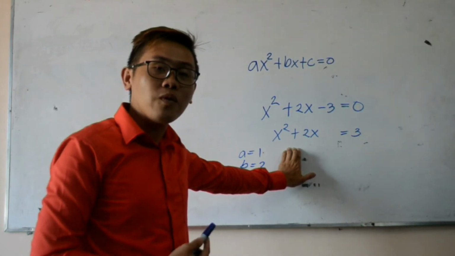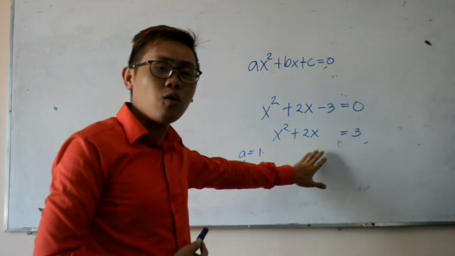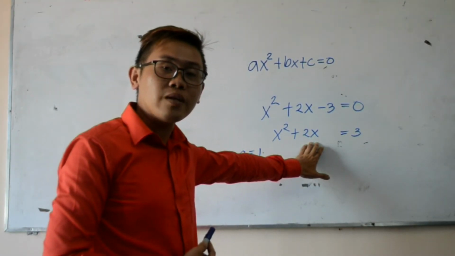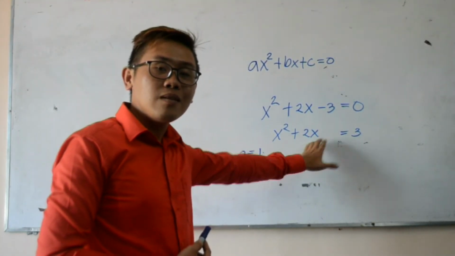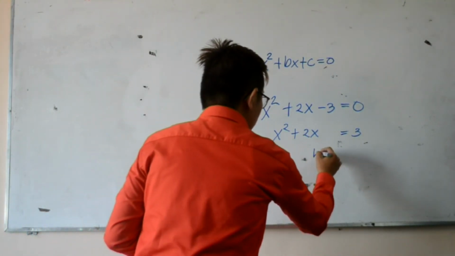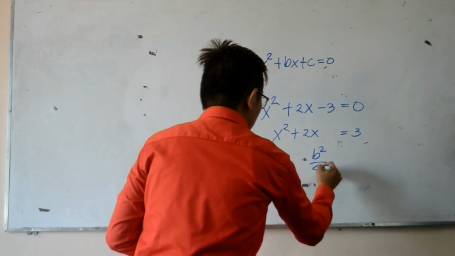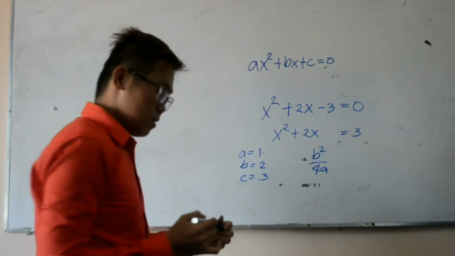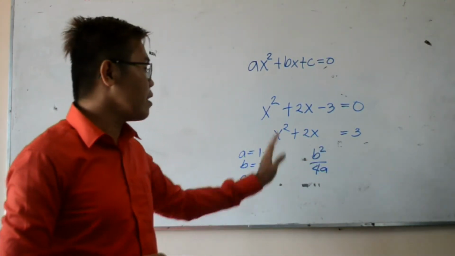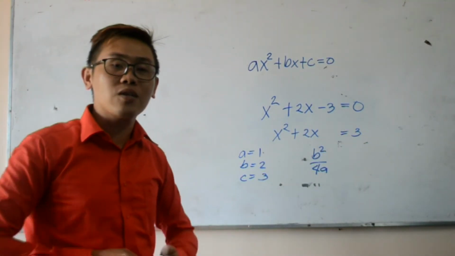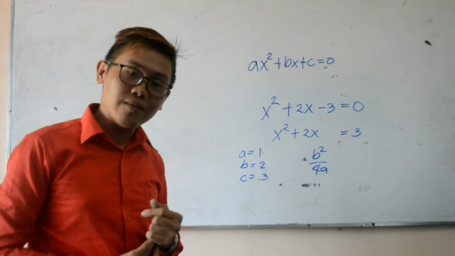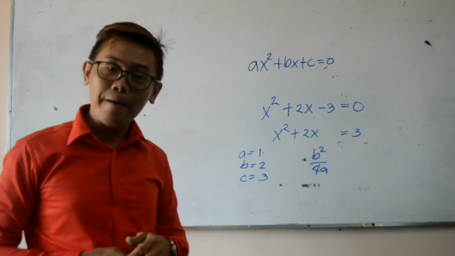What possible number are we going to add in order for this expression to be a perfect square trinomial? You have to remember that you have to add b squared all over 4a. You add b squared all over 4a on both sides of the equation in order for us to do the completing the square method.